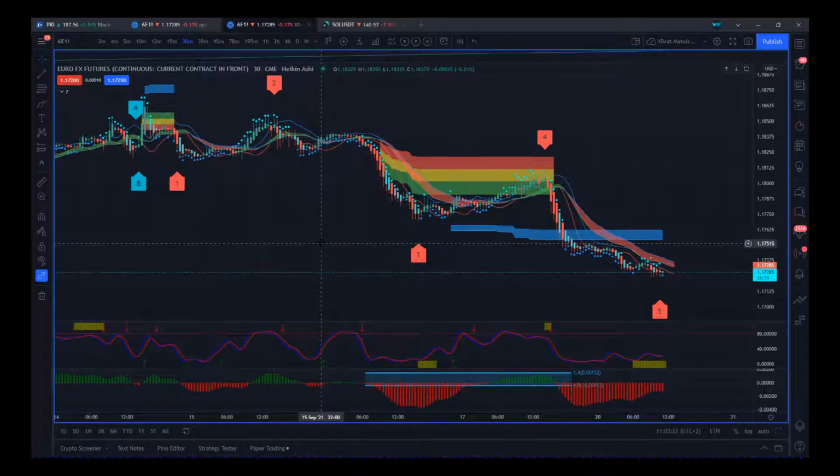And people keep asking me, how do you trade the third wave? How can you trade Elliott Wave on futures? So this hopefully will answer those questions.